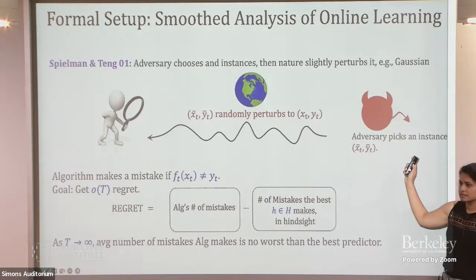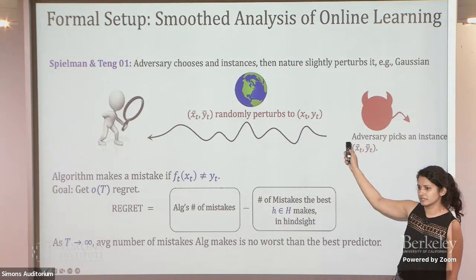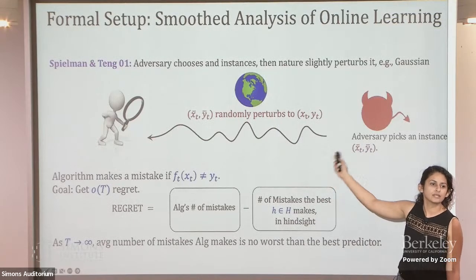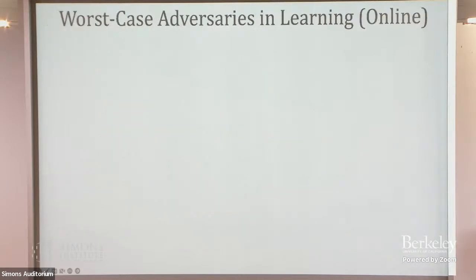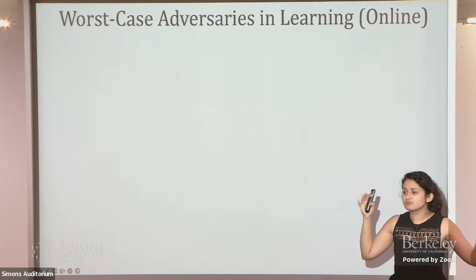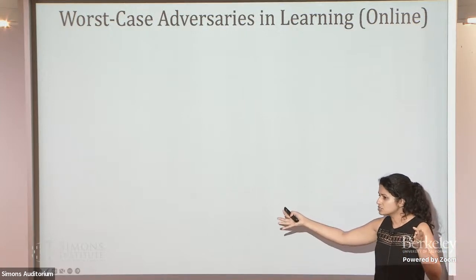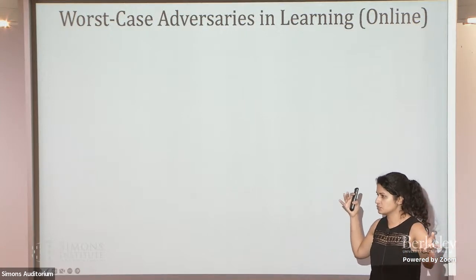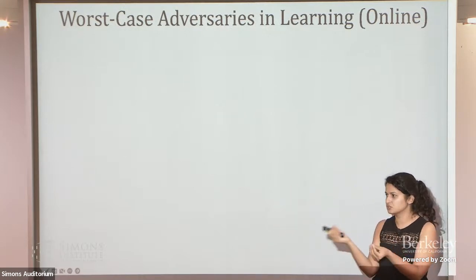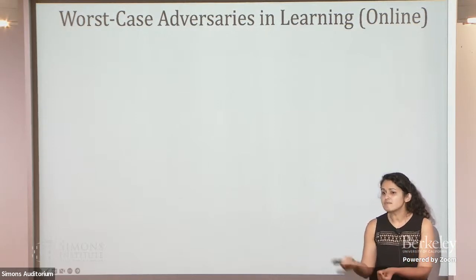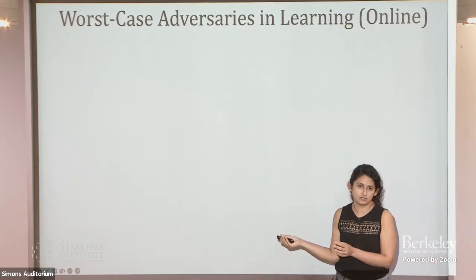Another way to think about this is that the adversary and the nature are working together to create an instance. The adversary picks one, and then the world adds some noise to it, and then we get it. So this is smooth analysis. And why do we actually care about smooth analysis? It's because sometimes there's a really big gap between what's adversarially achievable and what's stochastically achievable. And whenever there is a big gap, smooth analysis tells you which one of the two is more realistic. And I'm going to show you why there is a big gap in online sequential decision making.